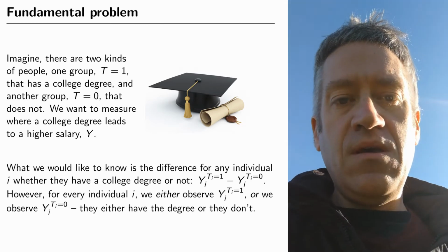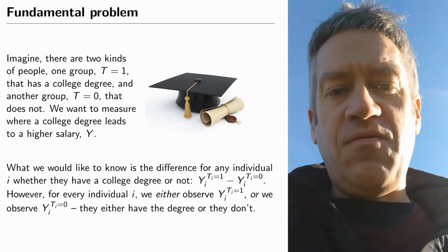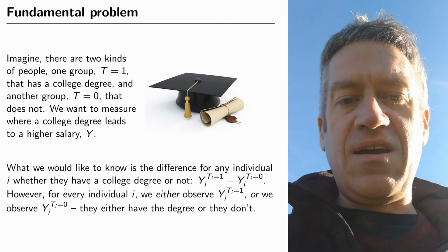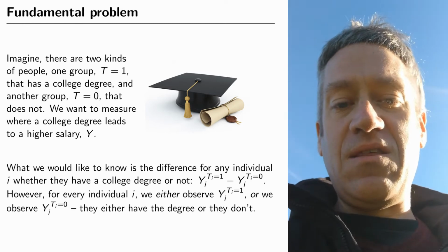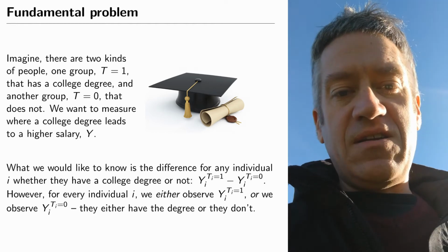And that means that what we really want to know, this causal effect at an individual level for each individual respondent, how much more would they have earned had they had a college degree, or had they not, how much less if they hadn't had a college degree. We can't observe and we can't calculate that difference.